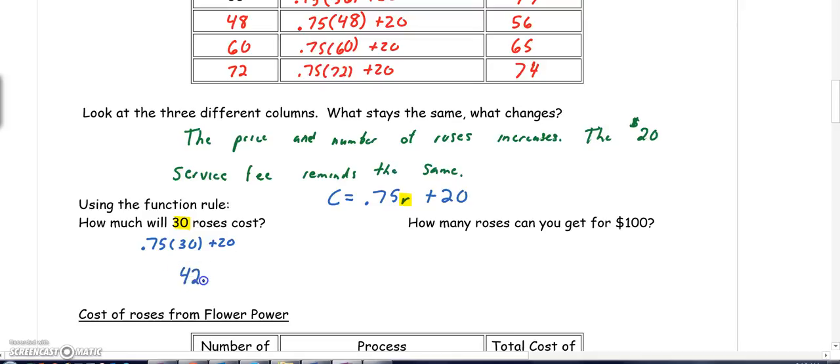So my cost would be $42.50. I can also work the other way, and I can say, well, if I have $100, how many roses can I buy? So I'm going to put 100 in for my cost.